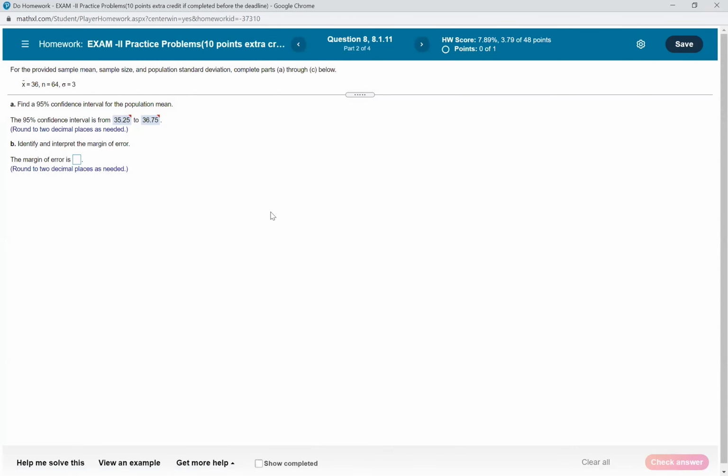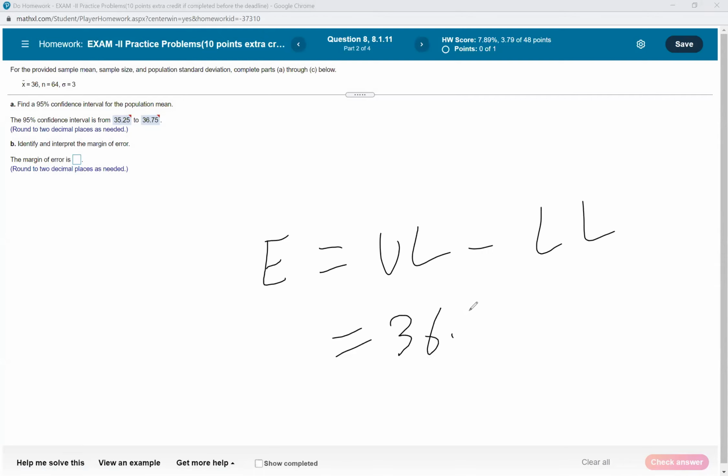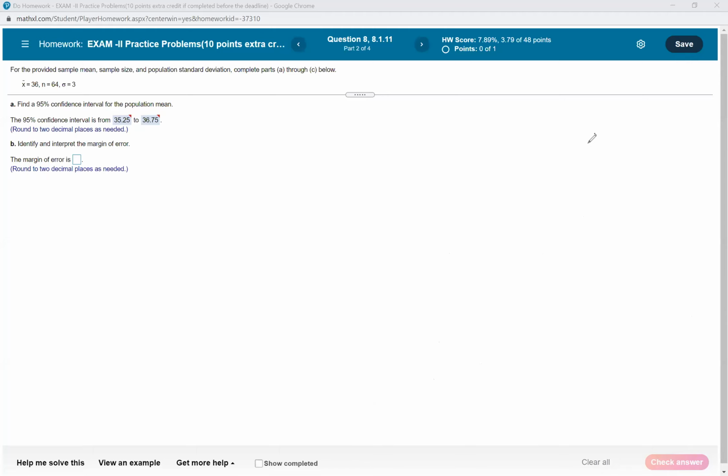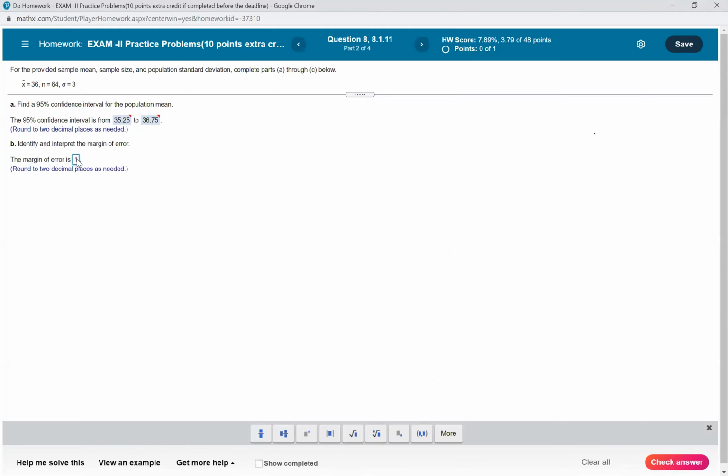Okay, so identify and interpret the margin of error. So what is the margin of error E? This is the upper limit of the confidence interval minus the lower limit of the confidence interval. So that's 36.75 minus 35.25. So this is 1.5. So the margin of error is 1.5.